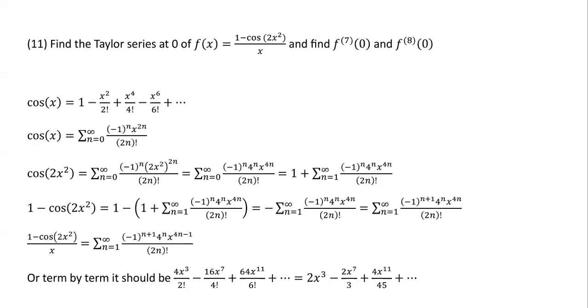So in this video, we are continuing on in this Taylor Power Series problem set from a professor at Princeton University, and we're on number 11. We're finding another Taylor series or Maclaurin series for this function f of x equals 1 minus cosine of 2x squared over x, and we're going to find the seventh derivative at 0 and the eighth derivative at 0.